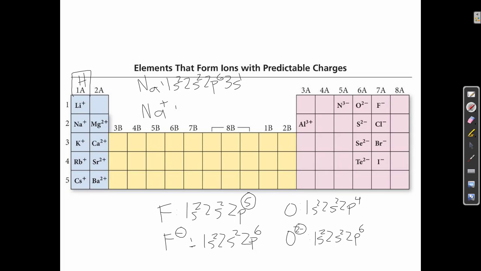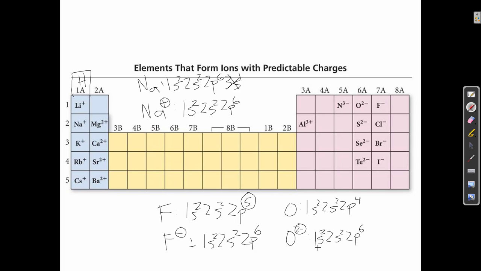It loses an electron. So which one does it lose? Well, it loses that one electron in the outer s orbital. 1s2, 2s2, 2p6, because it loses this one. Well, look at that. Na+, 1s2, 2s2, 2p6. F minus, 1s2, 2s2, 2p6. O2 minus, 1s2, 2s2, 2p6. All of these ions have the same electron configuration.